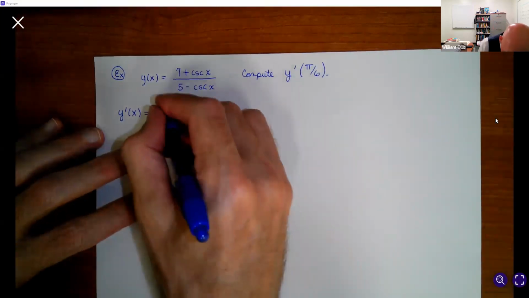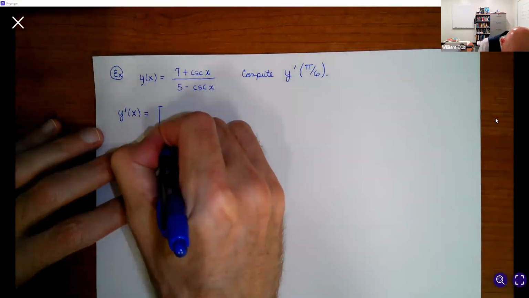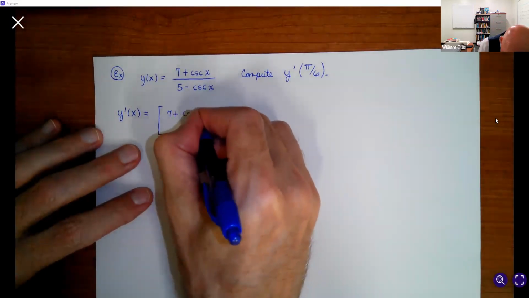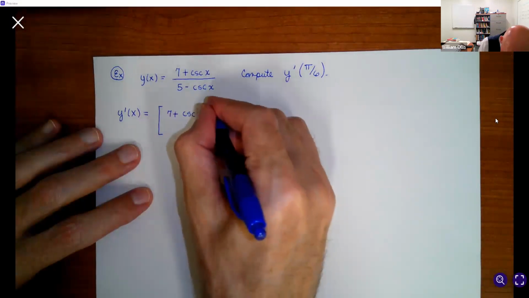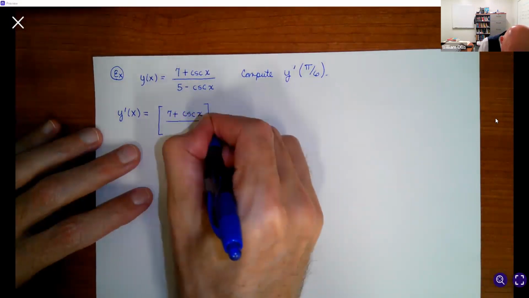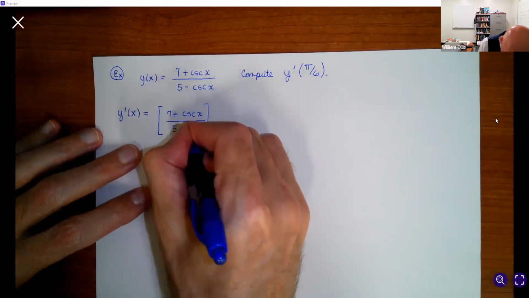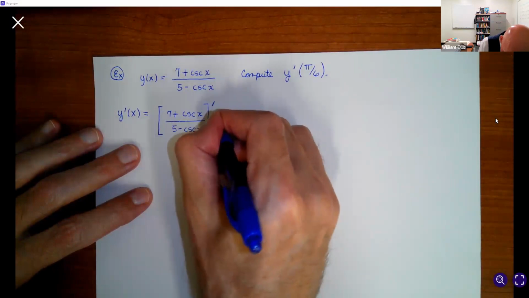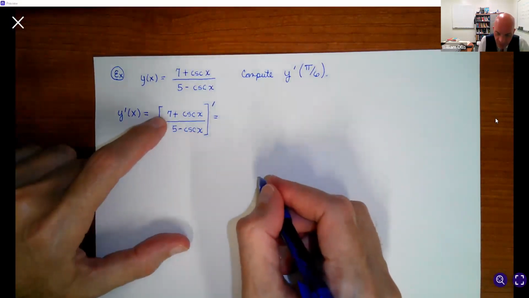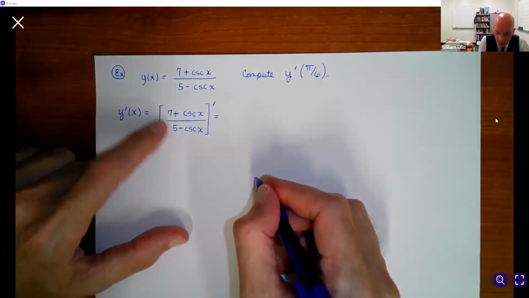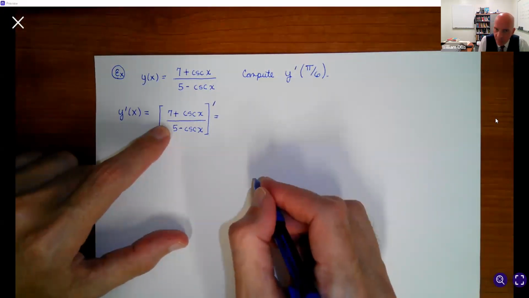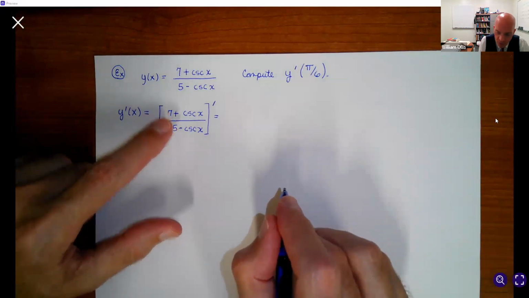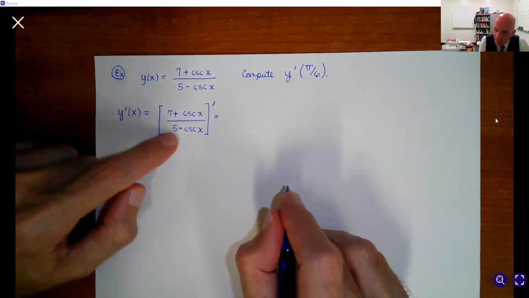It doesn't make any difference. So now we'll have 7 plus cosecant of x, divided by 5 minus cosecant of x, prime. Of course, we don't have any nice numbers to factor here. We're okay with the way it is, and it's not overly complicated. So we'll just go ahead and apply the quotient rule to this, the numerator function, the denominator function.